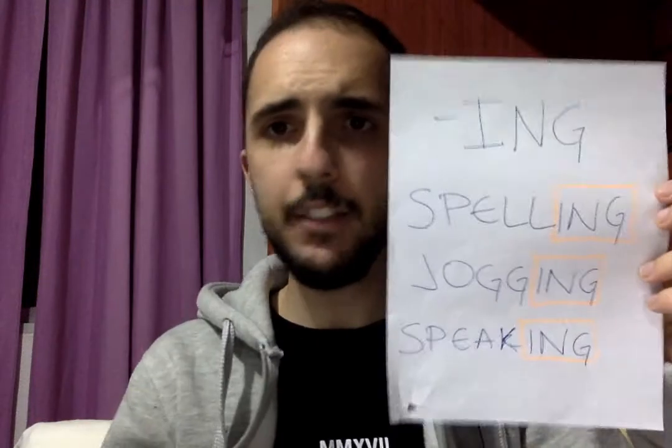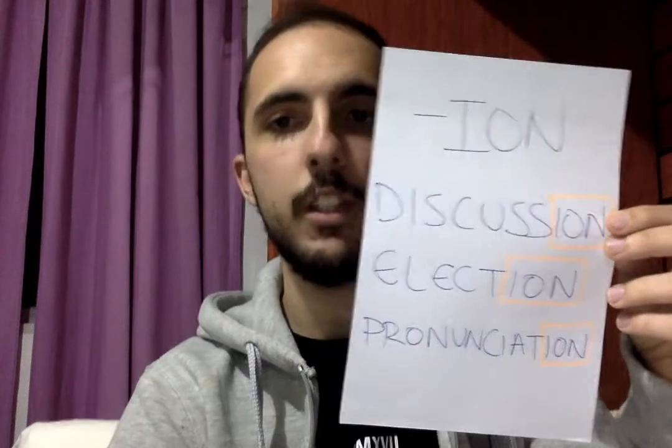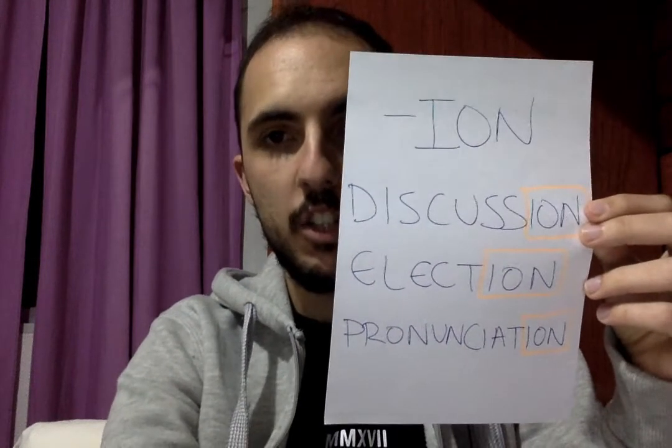That's the thing. Now you can also find ing, which refers to activities or skills, like for example spelling, jogging, or speaking. Okay, every time you use ing, you're referring to an action or an activity, or even a skill. The case of ion is discussion, election, pronunciation. The important thing here is that you don't pronounce this as eon or ion or something like that, just on. Okay, discussion, election, pronunciation. You just say on.